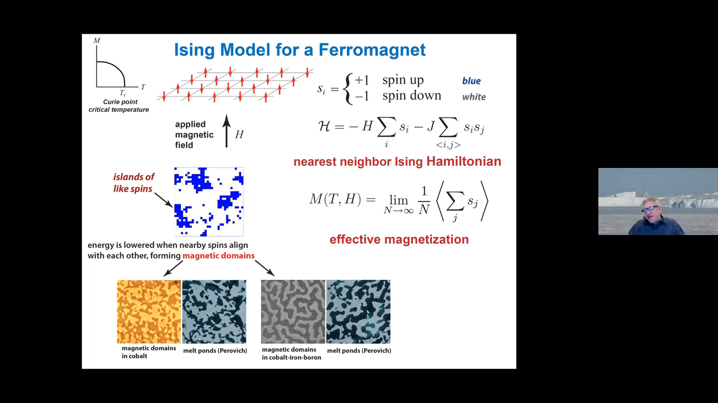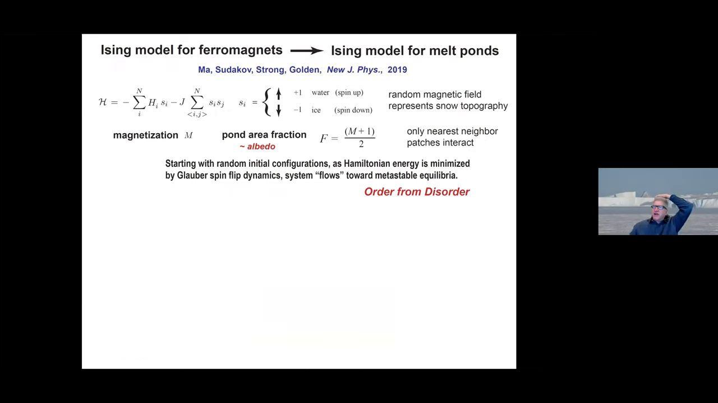And one of the things I observed was, the magnetic domain pictures that I used to stare at in statistical physics classes looked just like melt ponds, you know? And so then I realized, instead of spin up, spin down, how about melt water and ice? Because also the melt water wants to hang out together in these little troughs of the snow topography to minimize the energy. And so we came up with this toy Hamiltonian for an Ising model for melt ponds.